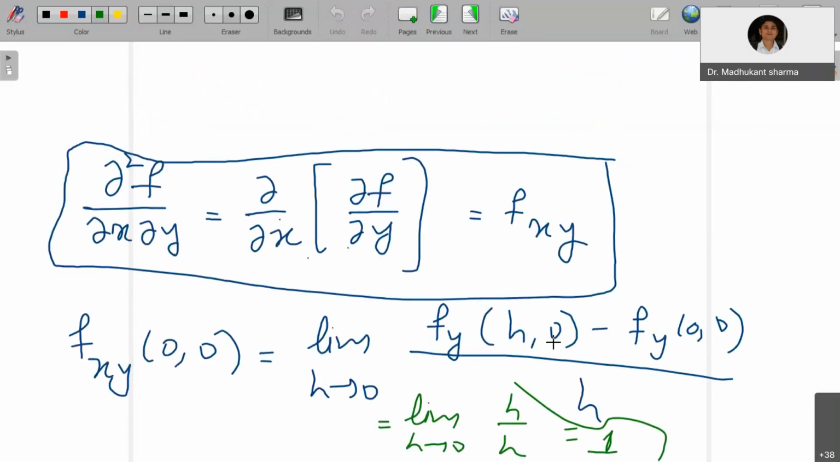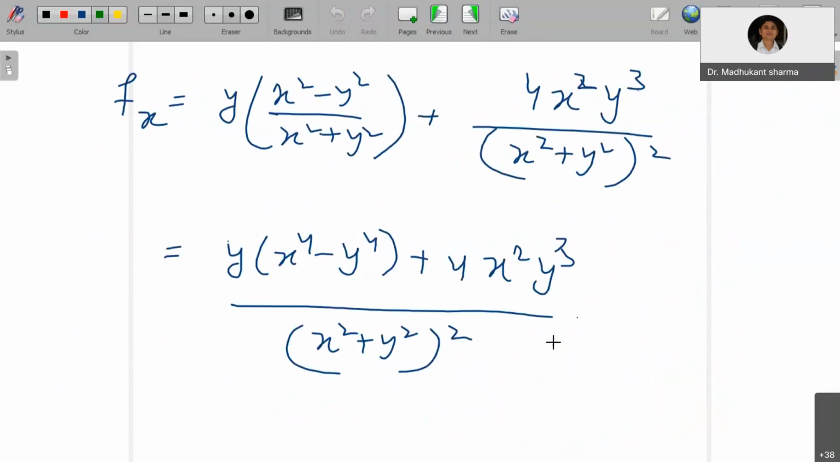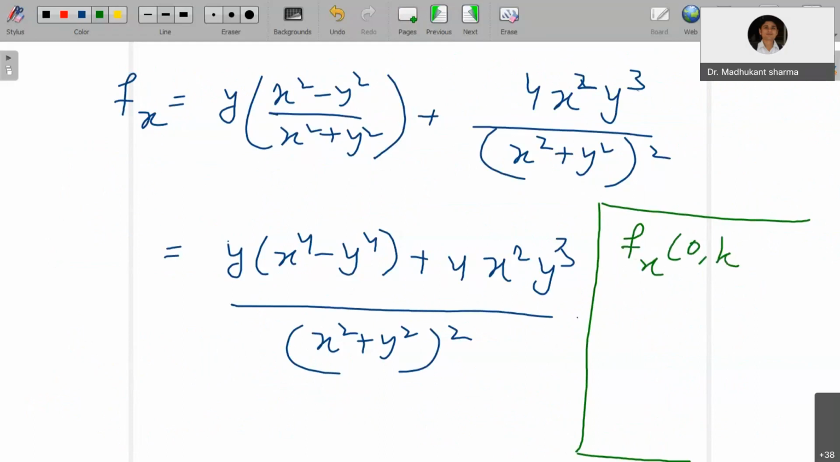Now if we go back and check, what is fx at 0 comma k, what is the value? So x is 0 and y is k. Again, by similar argument, the second term is going to be 0 because x is 0 here, so it will vanish. With respect to the first term, it is going to be k times minus k square divided by k square. So k square will get cancelled with the minus sign, so minus k.